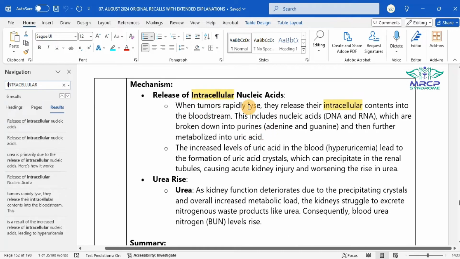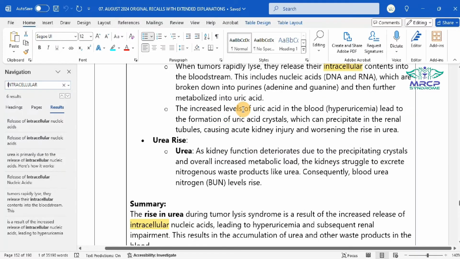So when the tumor rapidly lyses, it releases its intracellular contents into the bloodstream. This includes the nucleic acids, DNA and RNA, which are broken down into purines, then further metabolized into uric acid. The increased level of uric acid in the blood leads to formation of uric acid crystals, which can precipitate in the renal tubules, causing acute kidney injury and worsening the rise in the urea.